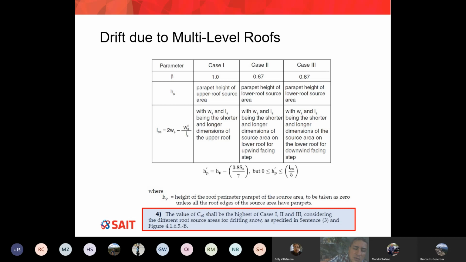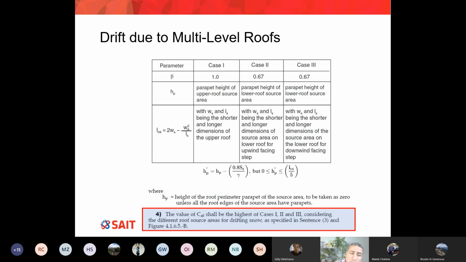Okay, guys, now you can see, I know so far things are not easy, but I'm going to show you when we do the actual calculations, it will be way easier. Before I finish this slide, I need to remind you, what is H_P? It is connected again to the source. So in case number 1, the H_P is simply the height of the parapet on the upper roof. And in case number 2 and number 3, the H_P in this equation will be the parapet of the lower roof, since in case number 2 and number 3, the lower roof is the source of the accumulation.